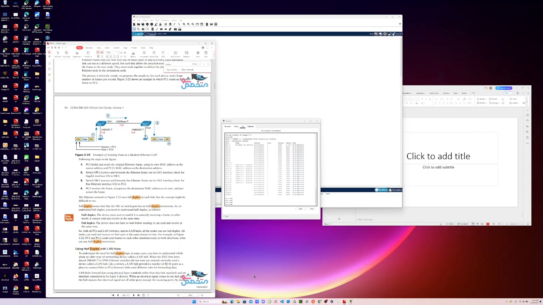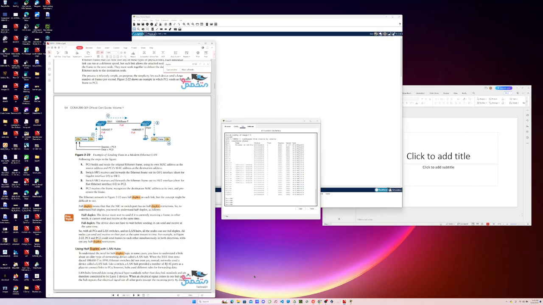So, using half duplex with LAN hubs. To understand the need for half duplex logic in some cases, you have to understand a little about an older type of networking device called the LAN hub. When the IEEE first introduced 10BASE-T in 1990, Ethernet switches did not exist yet. Instead, networks used a device called a LAN hub. Like a switch, a LAN hub provided a number of RJ45 ports as a place to connect links to PCs. However, hubs used different rules for forwarding data.